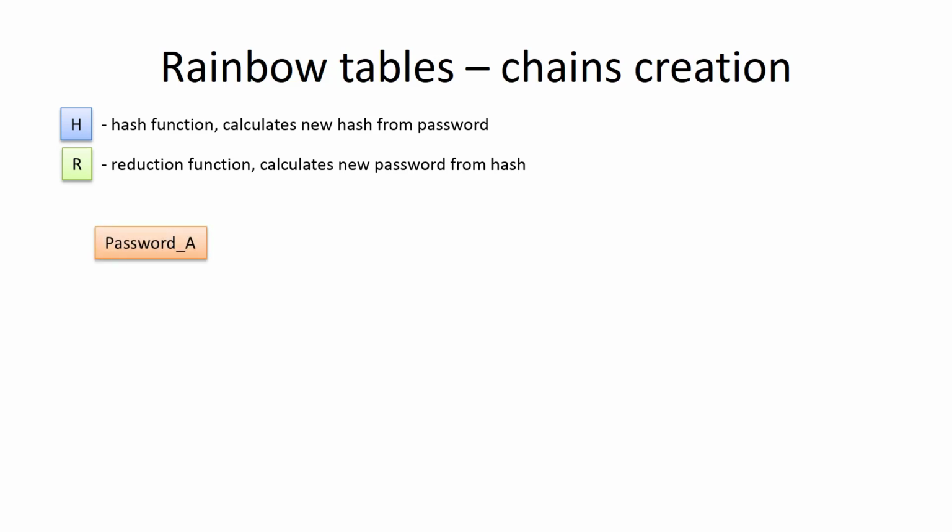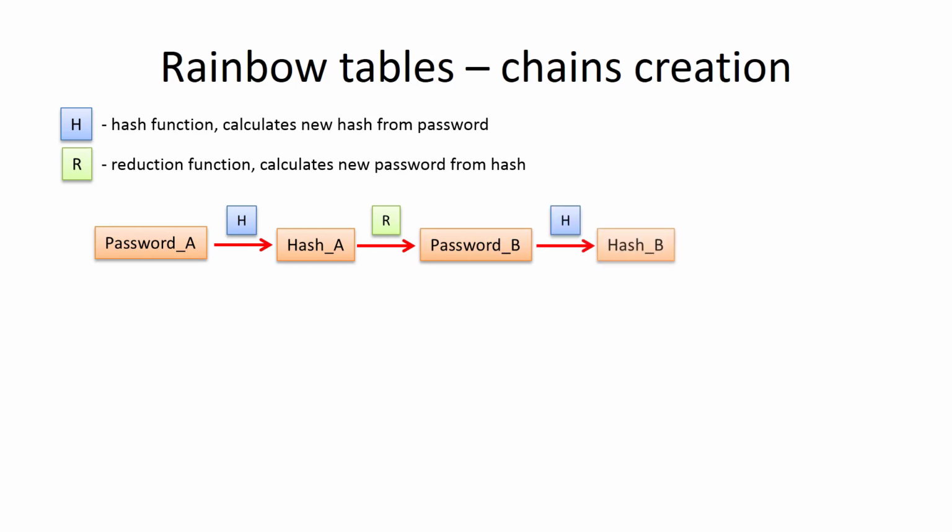Let's imagine that we have this password. Using the hash function, we create a new hash. Then, with the reduction function, we create another new password. And then we repeat the same procedure with the hash and reduction functions. As a result, we have a long sequence of passwords and their hashes. This sequence is called a chain. We can have many chains, and each chain can consist of hundreds and thousands of passwords and hashes.